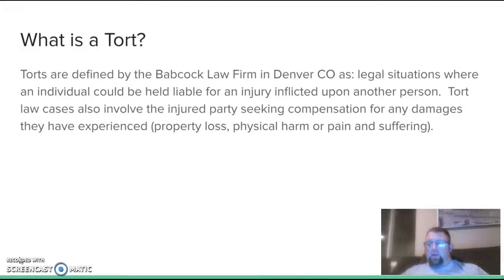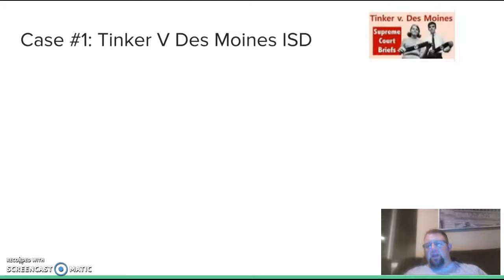Torts are defined by the Babcock Law Firm here in Denver, Colorado, as legal situations where an individual can be held liable for an injury that is inflicted upon another person through your actions. Tort law cases also involve the injured party usually seeking some sort of compensation for damages that can include things like property loss, physical harm, pain and suffering, emotional distress, things of that nature. The 5 cases that I chose to review I found to be very enlightening.